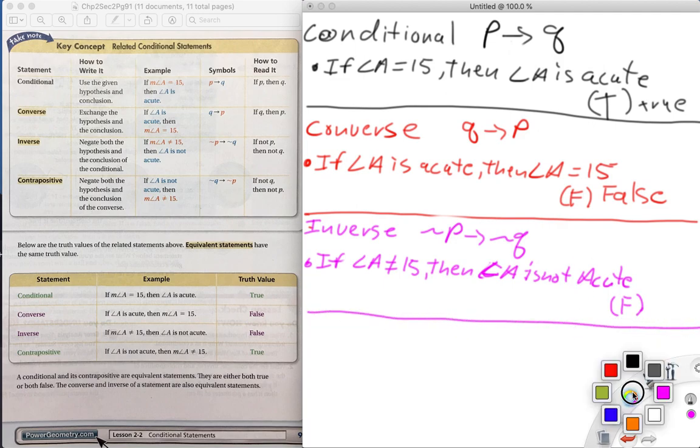Then we have something called the contrapositive. One of my favorite words to say in geometry. Contrapositive.